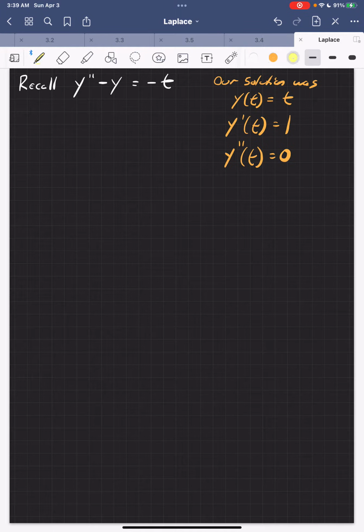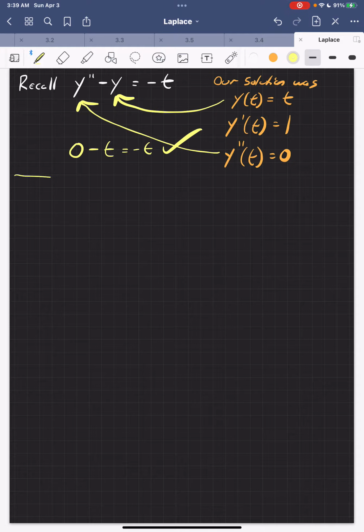So just to make sure you understand what you did, when you plug this information in, do you get a true statement? Well, you get 0 minus t equals negative t. You get a true statement. So there's your built-in check.